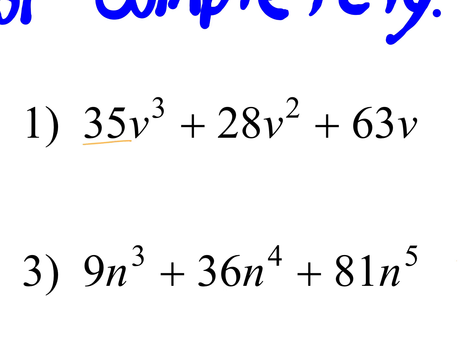What's the GCF here? 7 what? 7v, because they all have a v in it too, so 7v. So I'm going to take out the 7v. What am I left with?